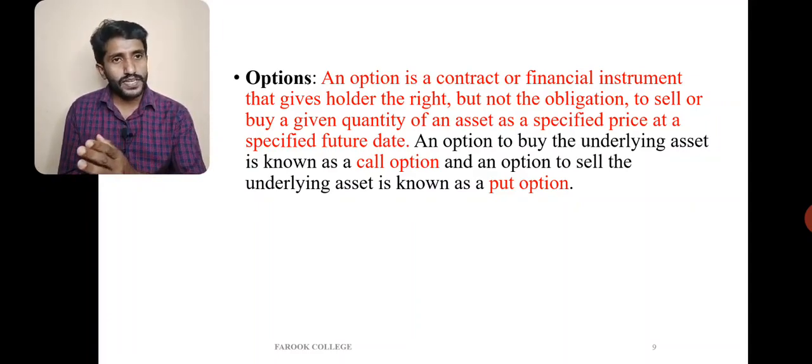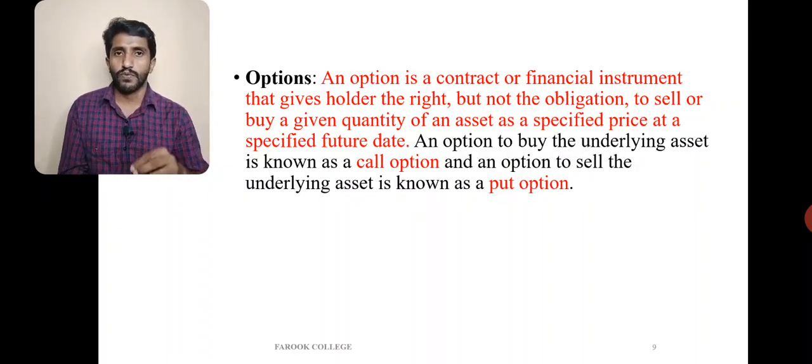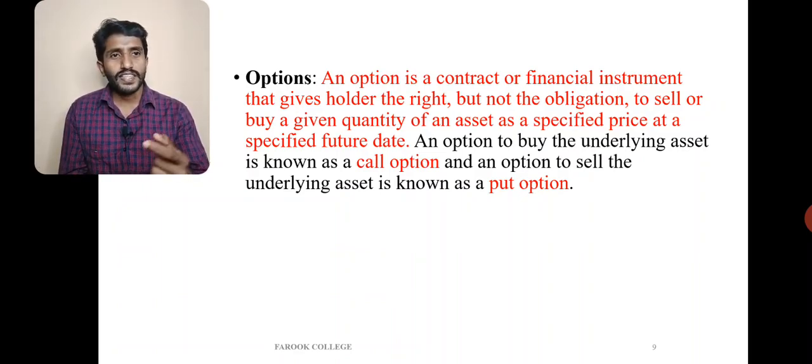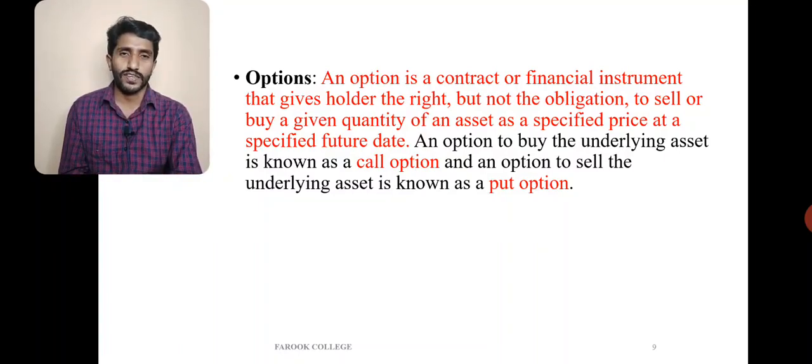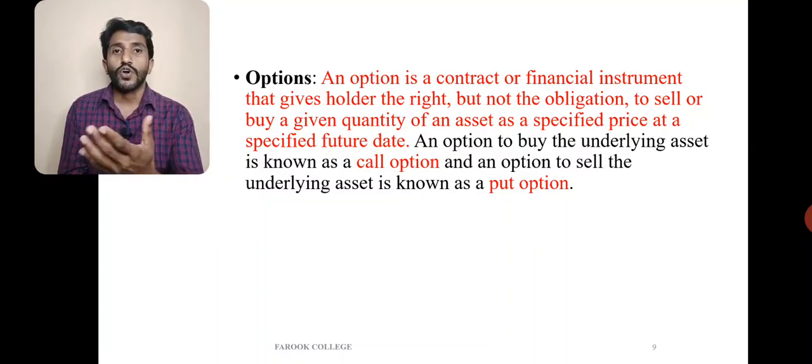So an option to buy the underlying asset is known as a call option. I can put a call option. Suppose that I want to buy $100 in future, then it is a call option. It is a buying option. And an option to sell the underlying asset is called a put option. So if I want to sell $100 in future, it is a put option.